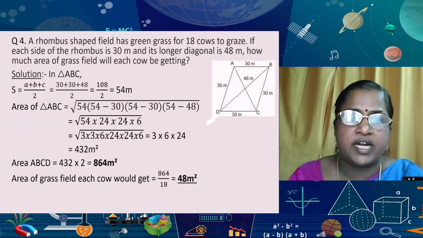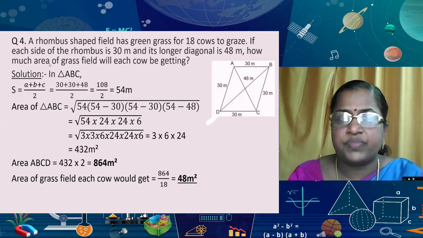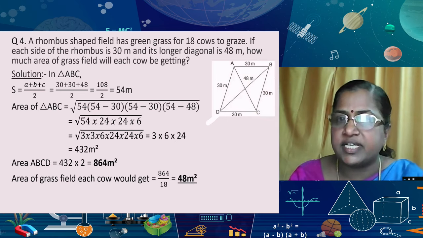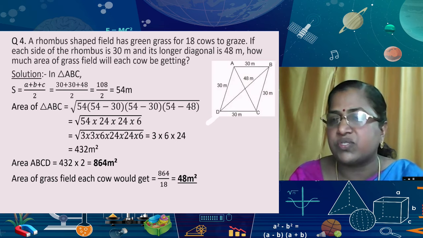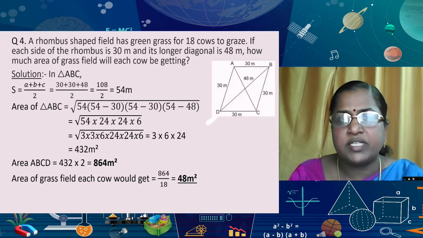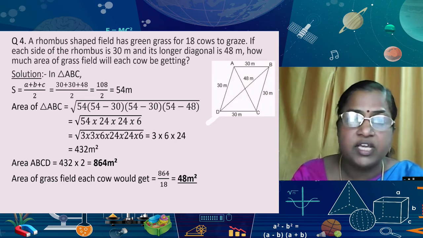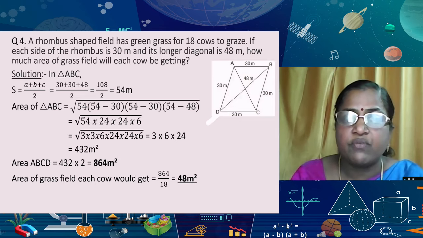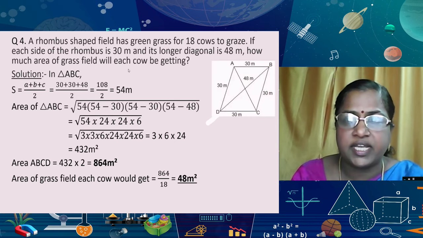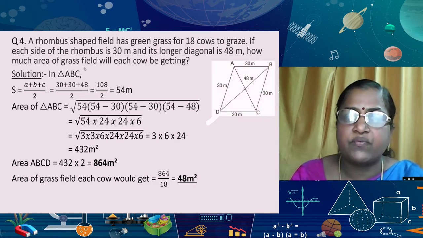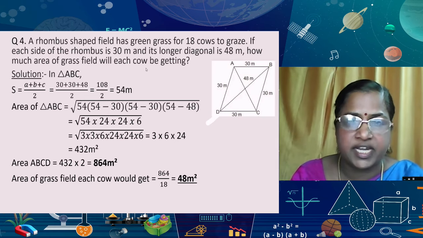Now in the next part, a rhombus is given. A rhombus shaped field has green grass for 18 horses to graze. In some languages, some questions are different, so you have to understand the meaning of the question. If each side of a rhombus is 30 meter and its longer diagonal is 48 meter, how much area of grass field will each horse be getting?